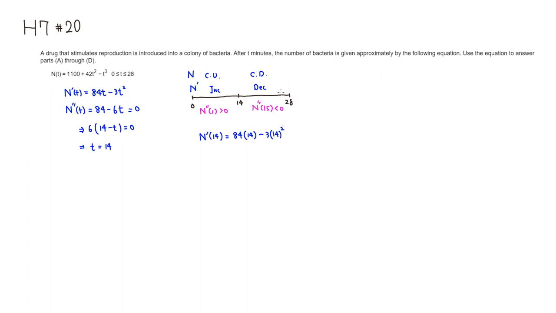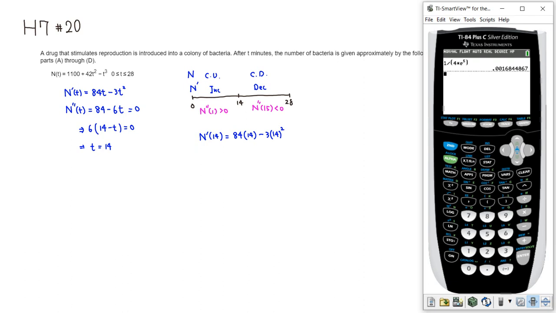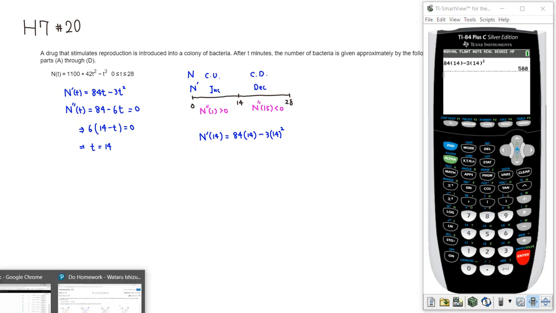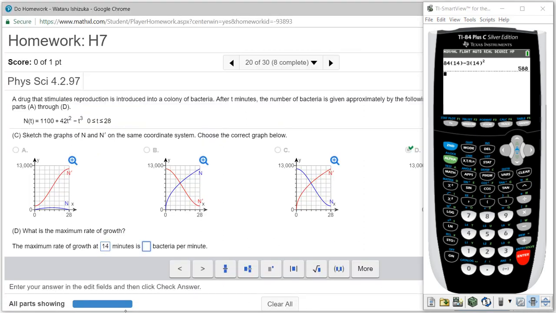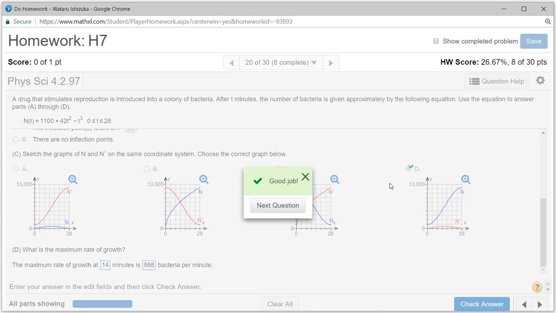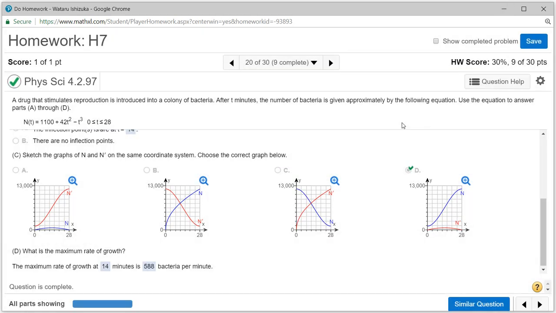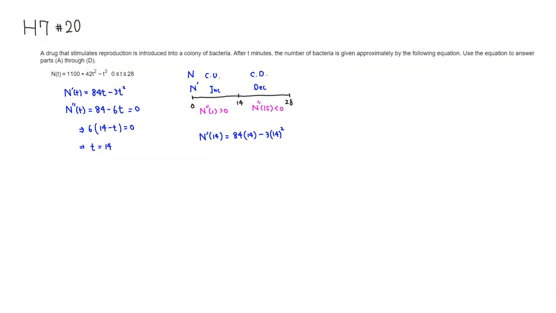I'm going to borrow a calculator here. I need to compute 84 times 14 minus 3 times 14 squared. Hit enter. So 588. The answer is 588 bacteria per minute. Let's check the answer here. We got that. That's it. I hope that this was clear.